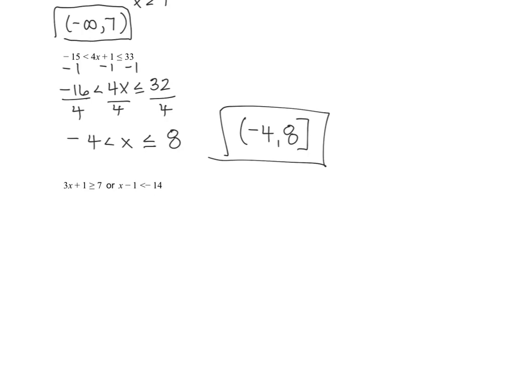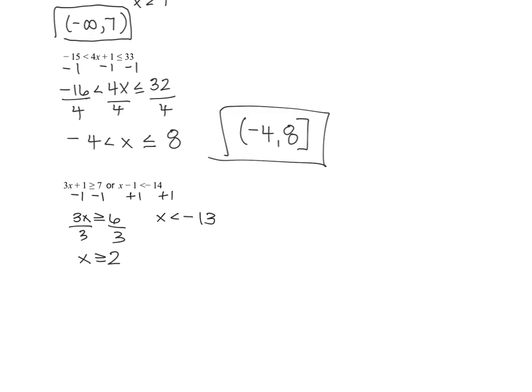Our last example says 3x plus 1 is greater than or equal to 7, or x minus 1 is less than negative 14. So this is an example of "or." We're still going to solve both inequalities. If I start with the 3x plus 1 greater than or equal to 7, we're going to subtract 1 from both sides. So we get 3x is greater than or equal to 6. Then we're going to divide both sides by 3, and we're going to get x greater than or equal to 2. Now we want to solve our second inequality, x minus 1 is less than negative 14. We're going to add 1 to both sides, and we get x is less than negative 13.